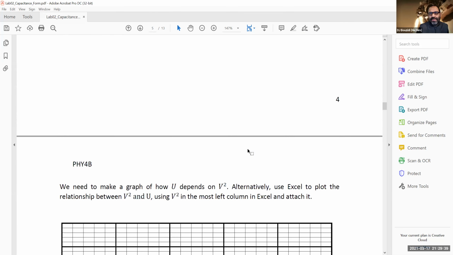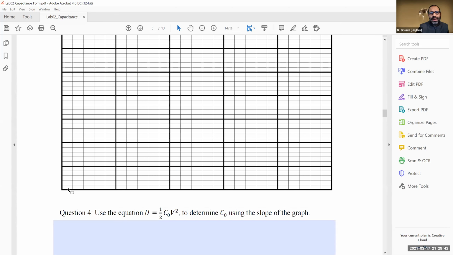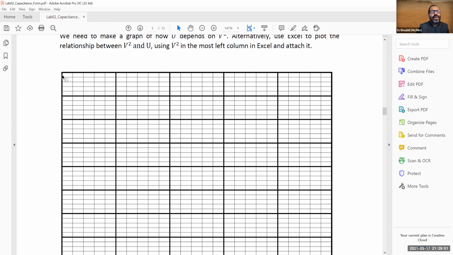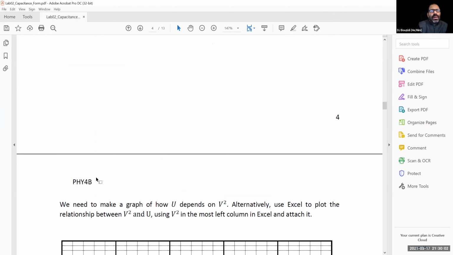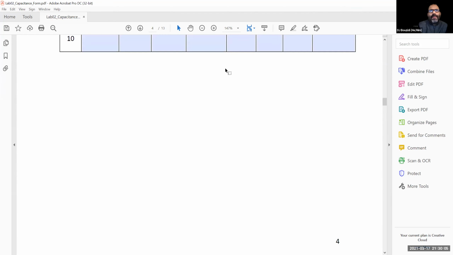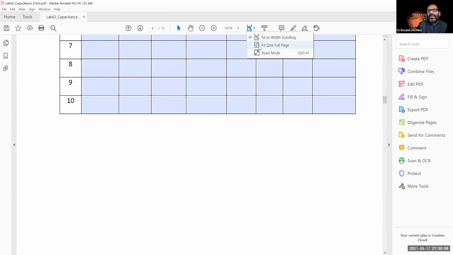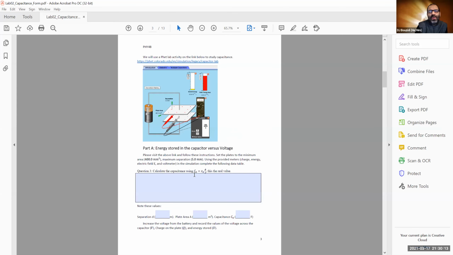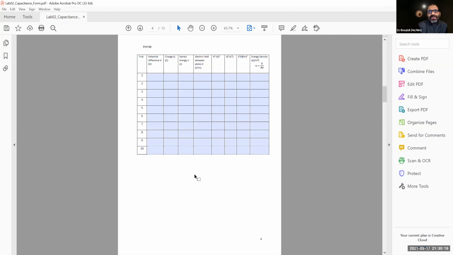So when you look at this graph, this is going to be the voltage squared, not the voltage, and this is going to be the energy U. Remember, 1/2 of C times V squared is equal to the energy. So the slope should be exactly 1/2 of that C that you calculated above. Remember, you calculated C at some point from question 3? This is your calculated value.